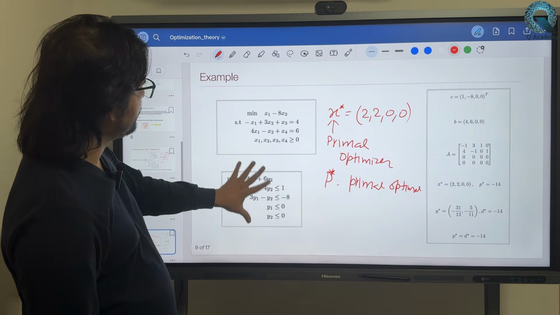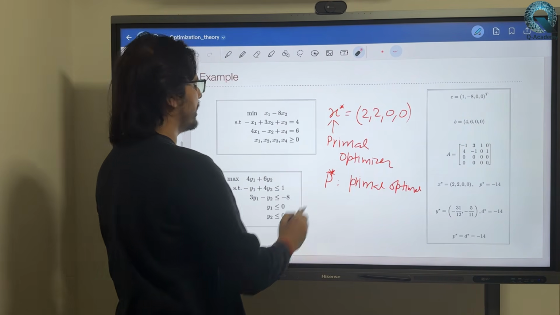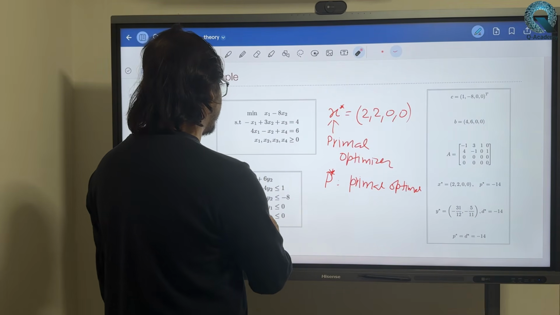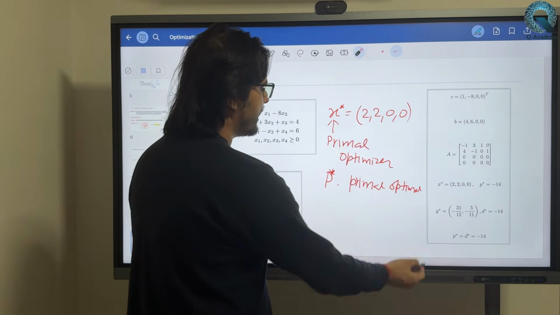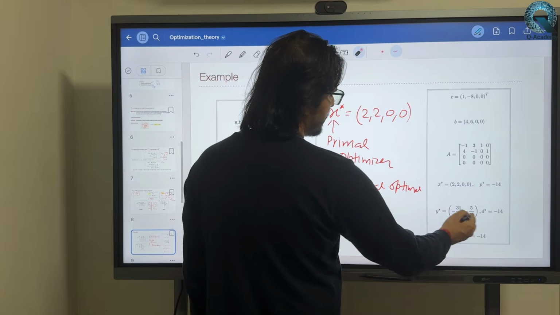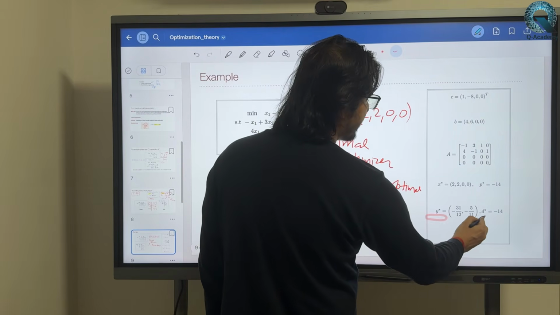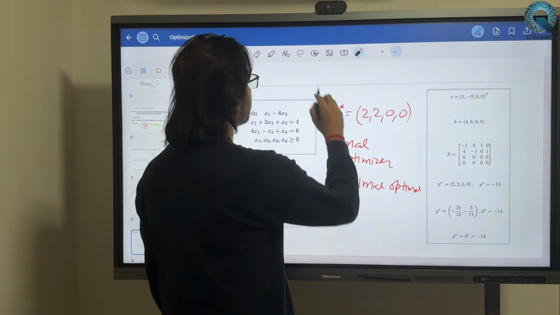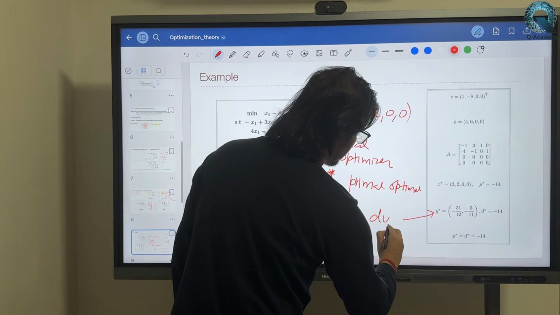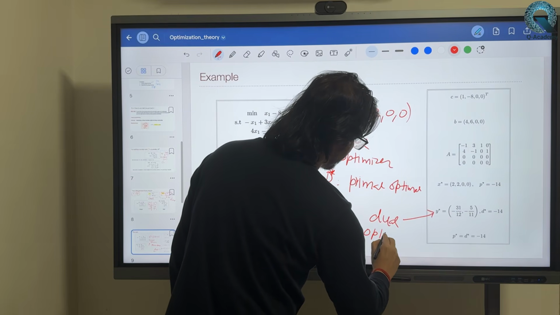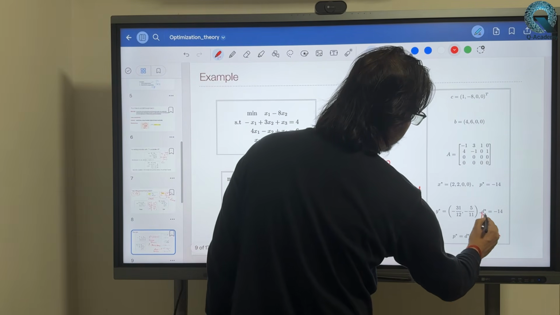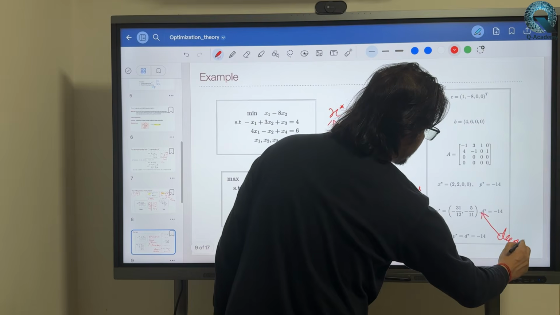Similarly, you can solve for the dual program, and for the dual you have this decision variable, which is y1 y2. The y star that you get here is the dual optimizer, and the corresponding d star that you get is called the dual optimal value. So this y star is your dual optimizer, and this corresponding value is called dual optimal.